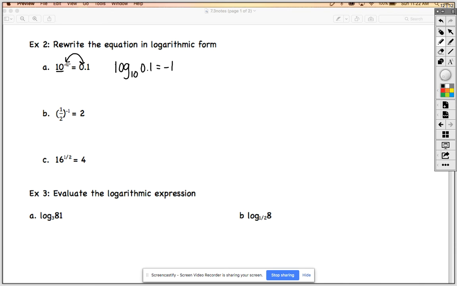Okay, and remember negative exponents, just so we understand this relationship here. Negative exponent, remember you'd move to the bottom of a fraction to make it a positive exponent. So this is equivalent to 1 over 10 to the first, or 1 over 10. 1 over 10 is the same as 0.1, just the decimal form.